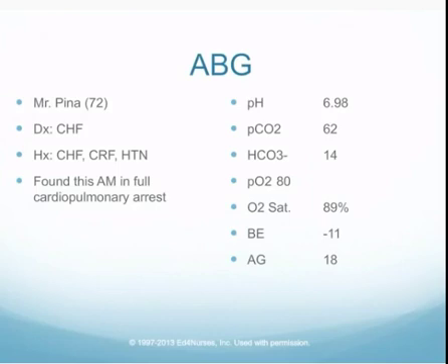So let's take a look at an example here of an arterial blood gas. Here we have Mr. Pina. He's 72 years old. He has a diagnosis of congestive heart failure. His history is heart failure, renal failure, hypertension, found this morning in a full cardiopulmonary arrest. So they take a blood gas on him.